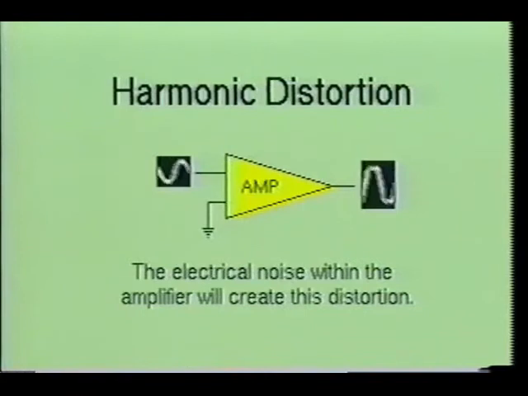Harmonic distortion occurs when unwanted frequencies are added to the amplified signal. Harmonic distortion is impossible to completely eliminate in practical amplifying devices. This type of distortion is usually generated during the process of amplification. The total harmonic distortion will be given as a percentage of the output signal.